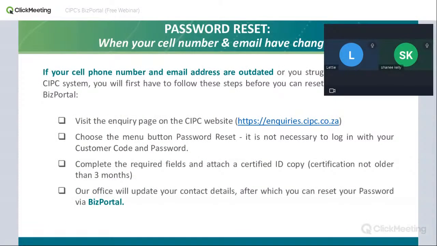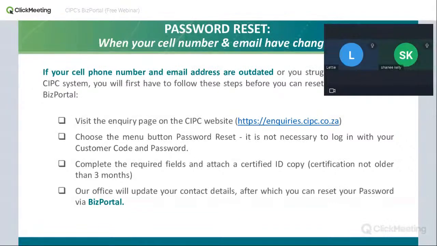Okay, password reset when your cell number and email has changed. If your cell phone number and email address are outdated or you struggle to log in to the CIPC system, you will first have to follow these steps before you can reset your password. Visit the inquiry page on the CIPC website. The inquiry icon is there, and the website address is written on my right side.